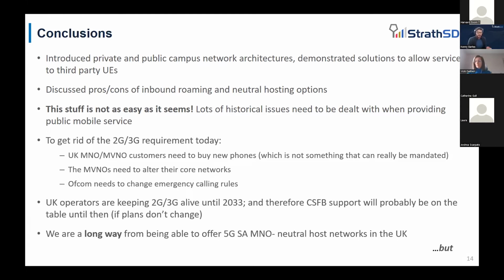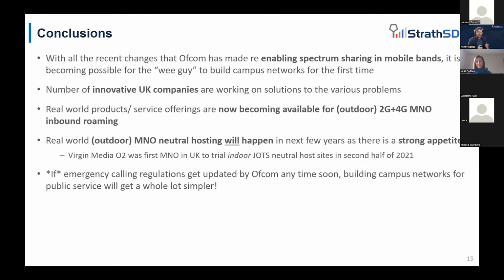And we are kind of a long way from being able to offer 5G standalone neutral hosting in the UK. But all is not lost, because there've been lots of recent changes going on from Ofcom, enabling shared spectrum. So it's actually becoming possible for the WE network operator to go and build networks now. And we've got innovative UK companies working on solutions to all these problems.